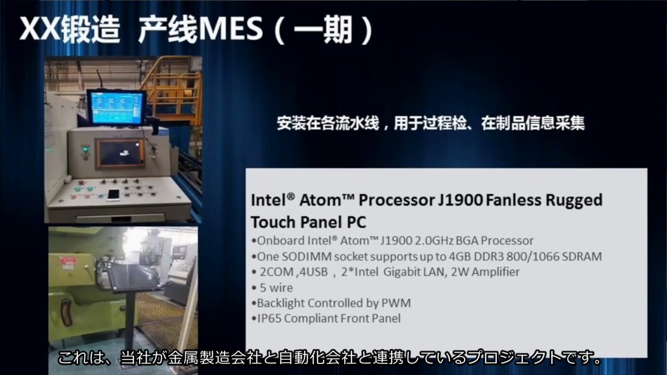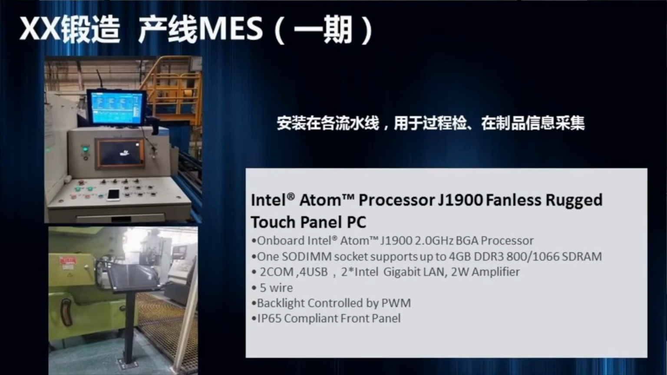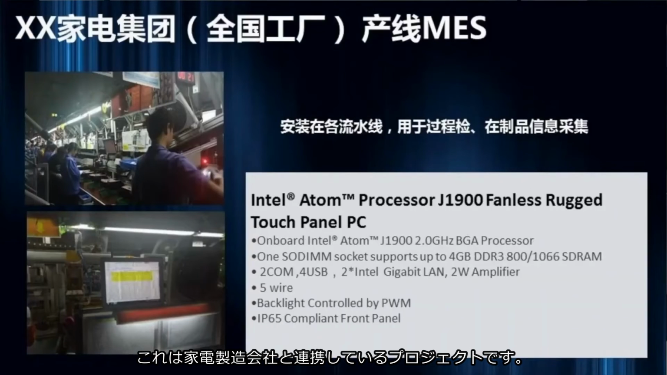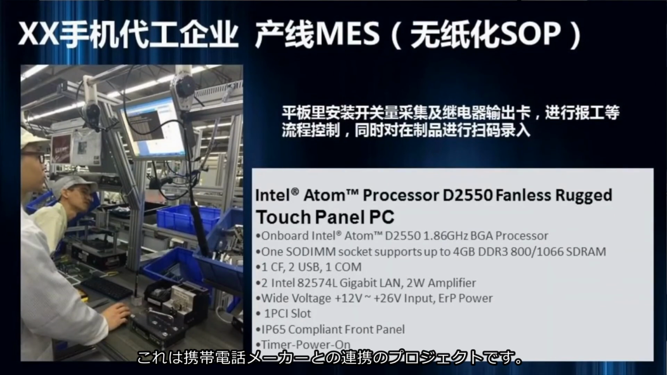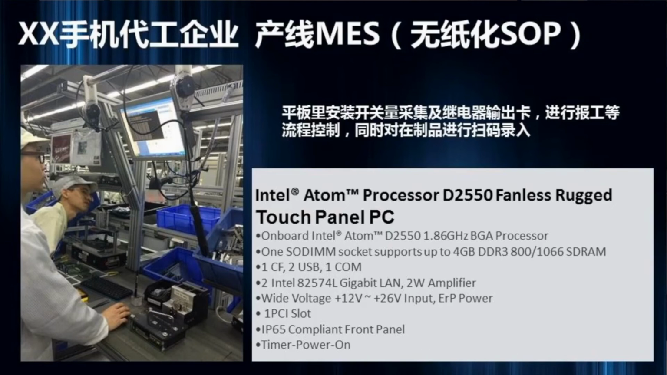This is a project where we collaborated with a metal forging company and automotive company. This is a cooperation with a household appliance group. They use this MES in all of their factories. This is a demonstration of how production line MES can serve as SOP management with a cell phone manufacturer.